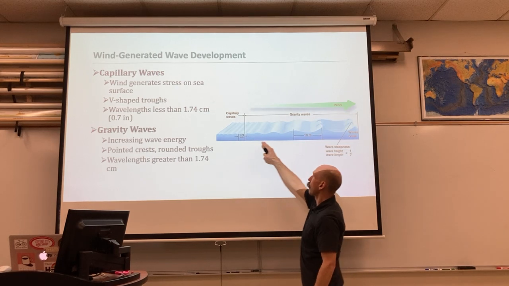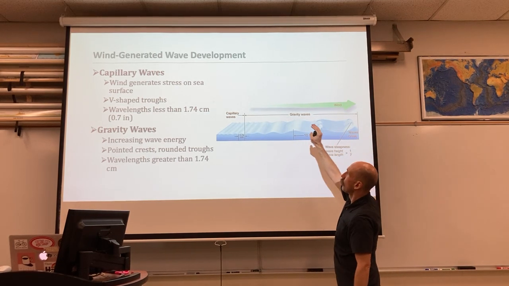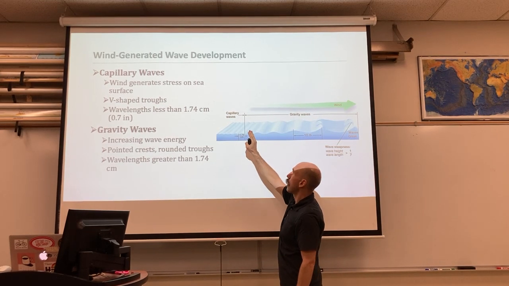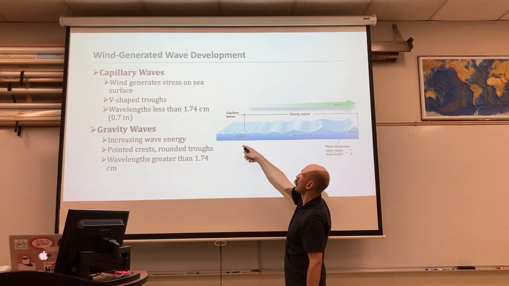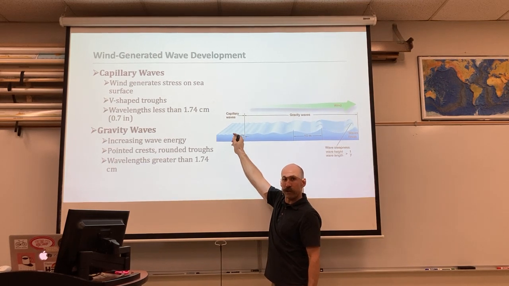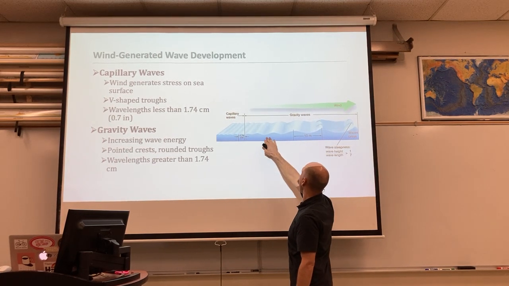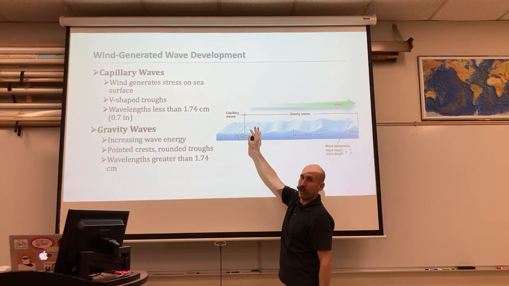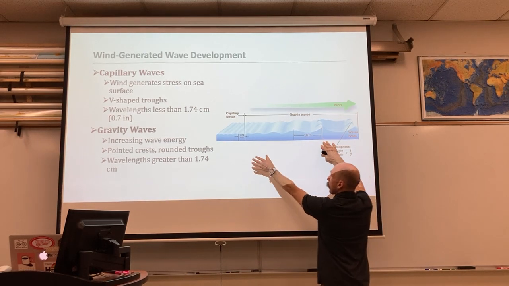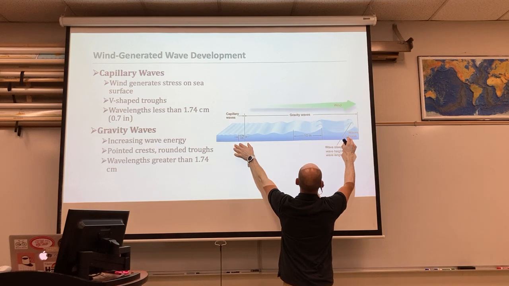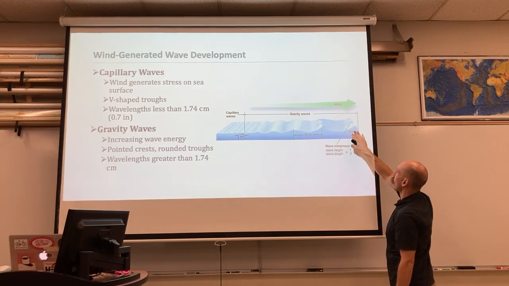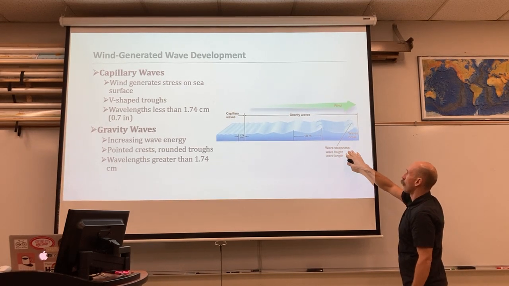If we think about beginning, movement, and ends, wind generates stress on the sea surface, and this stress creates what is called capillary waves. They're V-shaped troughs, they're short wavelengths, and then as these start to accumulate over a distance and over time, they turn into gravity waves, where we have an increase of wave energy, pointed crests, rounded troughs, wavelengths that are bigger than 1.74, and then as these waves get closer, the waves will begin to break when the wave steepness is greater than 1/7.